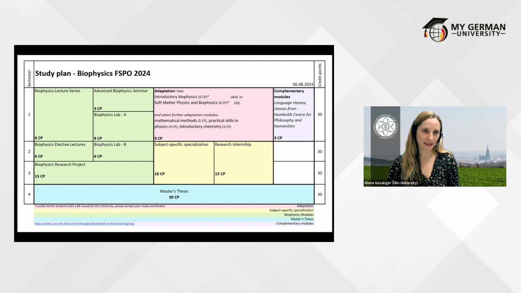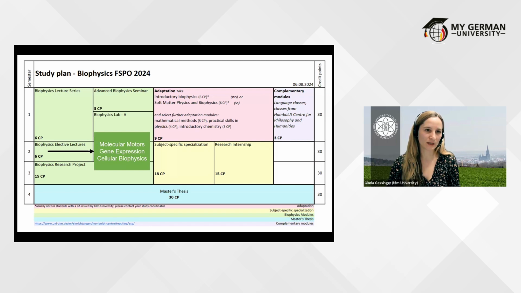When you look at the big study plan here, you also see some biophysics elective lectures, and at the moment, the lectures you can choose from are molecular motors, gene expression, and cellular biophysics. And then you also see this area, and that's what I was talking about, the subject-specific specialization. That's basically where you can choose the subjects you would like to study.